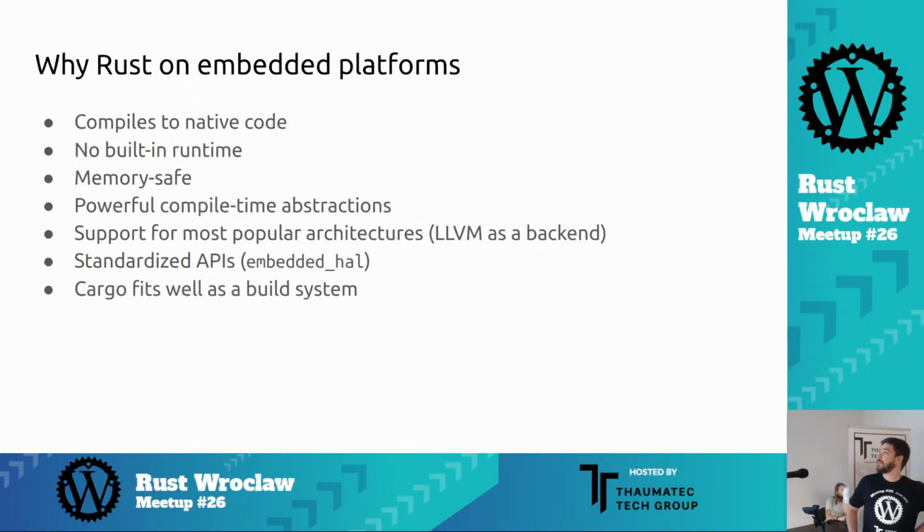Okay, why use Rust on embedded platforms? Why is it a good fit? First thing is that it compiles to native code, which is basically the only option for embedded devices, especially at this low end, where you do not have Linux, but you are running your application on its own, without any operating system. It has no built-in runtime. For example, Go also compiles to a native binary, but the problem is that Go has its runtime that you cannot get rid of. It takes care of garbage collection and so on.